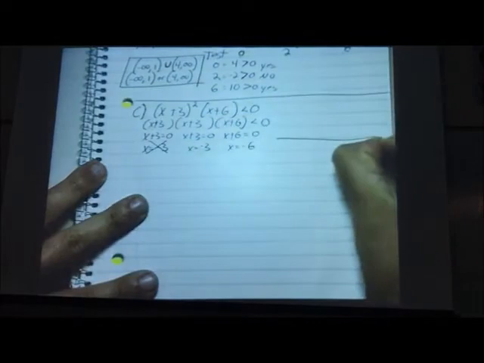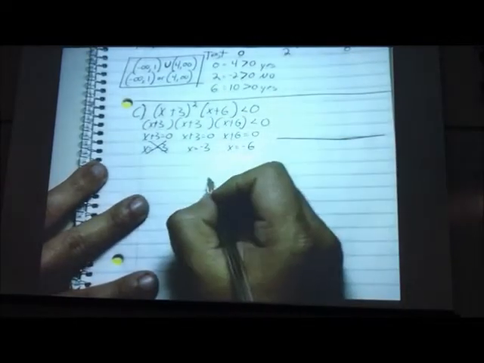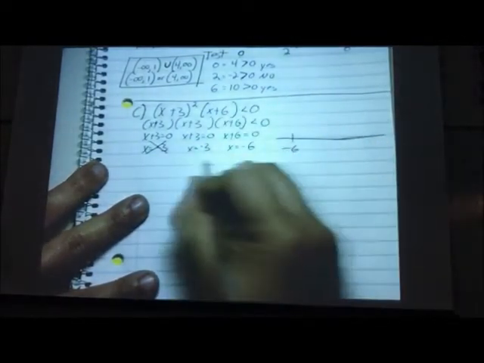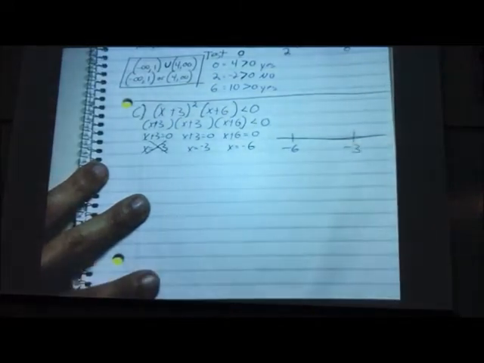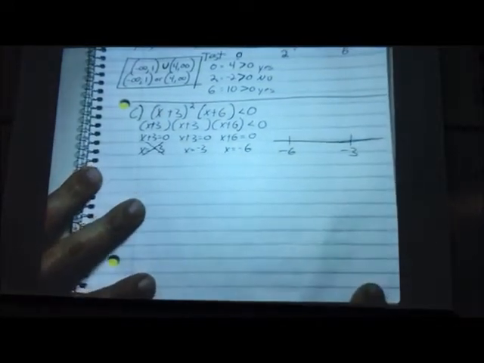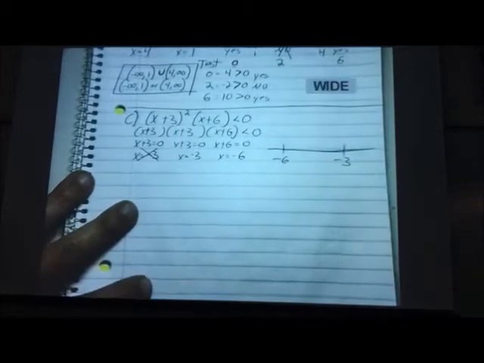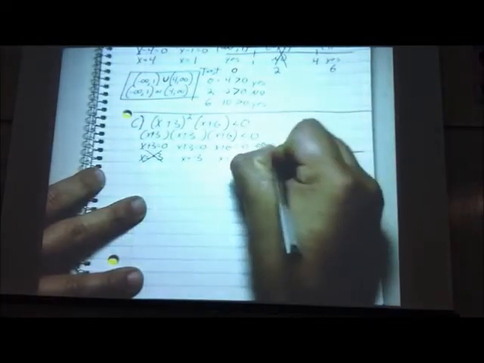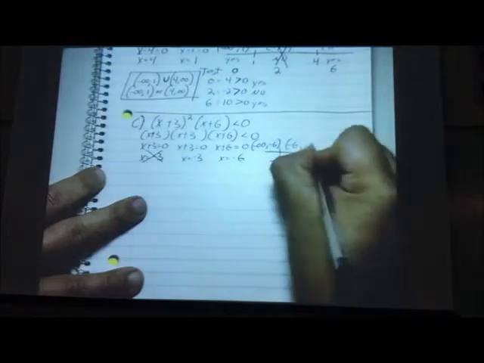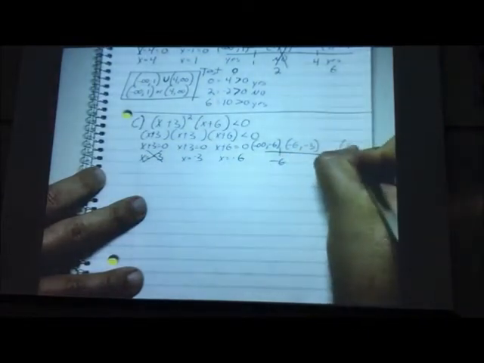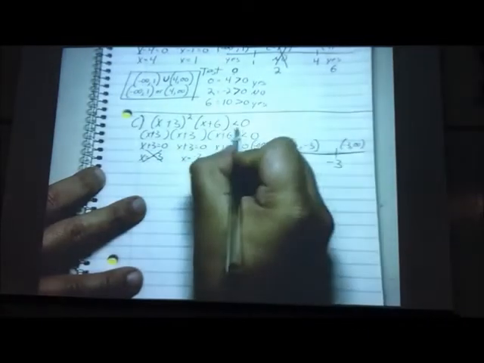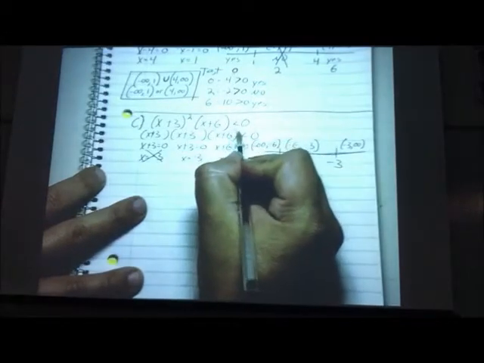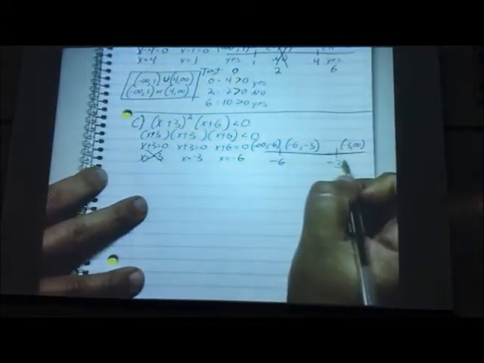Draw your line. The smallest number is -6. The larger number is -3. Plot your points. We're going to have a negative infinity, comma, -6, parentheses. Then we have -6 to -3, parentheses. Then we have a -3 to infinity, parentheses. And it's a parentheses because we don't have equal to. We're good?